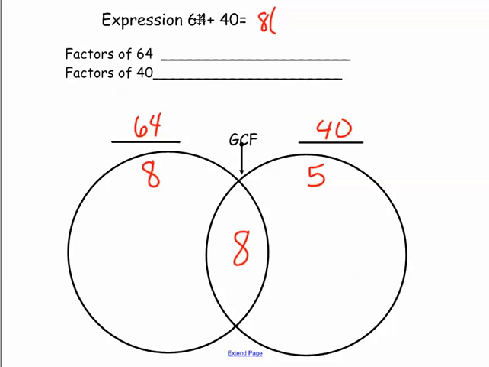8 times what gave me 64? 8. Keep the same sign. And 8 times what gave me 40? That would be 5. Okay, you can always check your work, make sure you're right, because you just distribute. So 8 times 8 is 64, that checks. And 8 times 5 is 40, so that checks. Okay, all right, let's do some more examples.